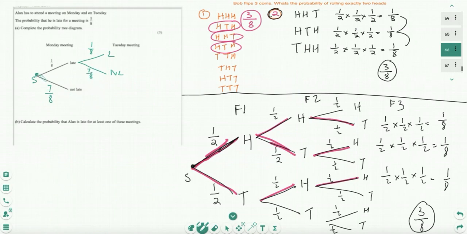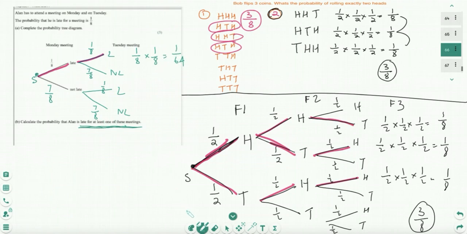Now let's say on Monday he is not late. On Tuesday he can be still late or not late. So late is 1/8. Not late is 7/8. Now, calculate the probability that Alan is late for at least 1 meeting. So what we're going to do is we're going to highlight the paths where he's late for at least 1 meeting. So here's the first path, late and late. That's at least 1 time he's late. So we're going to write 1/8, 1/8. To combine them, we're going to multiply them. So 1/8 times 1/8 is 1/64.